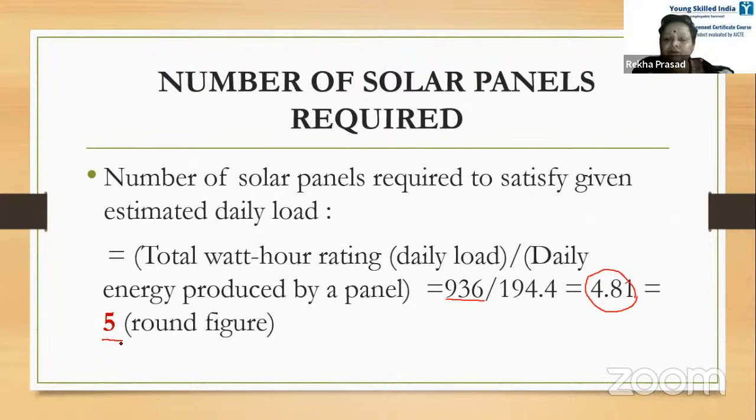And now this is for a small example. For a big power plant, you will be requiring so many panels. So naturally, the total load being produced will also be much more than what is given in this example.